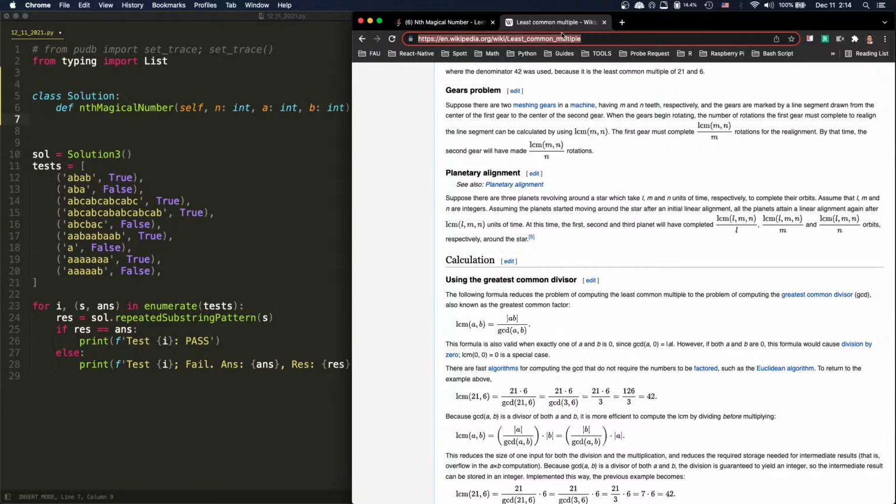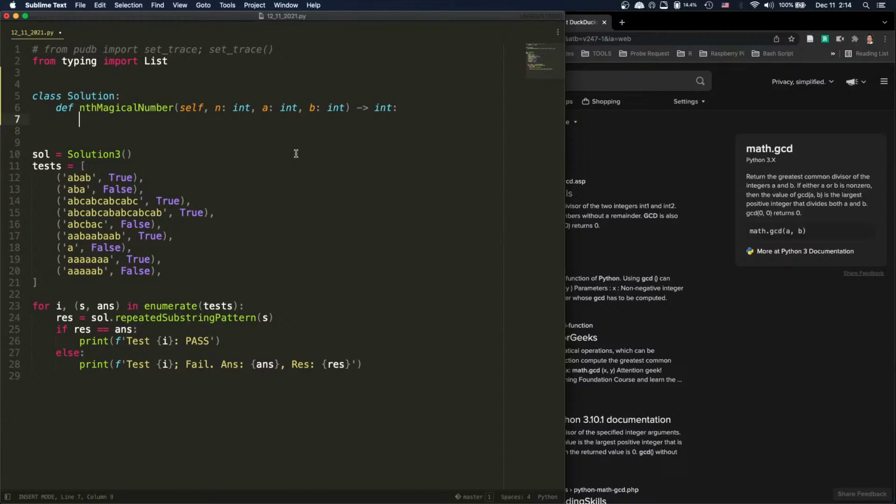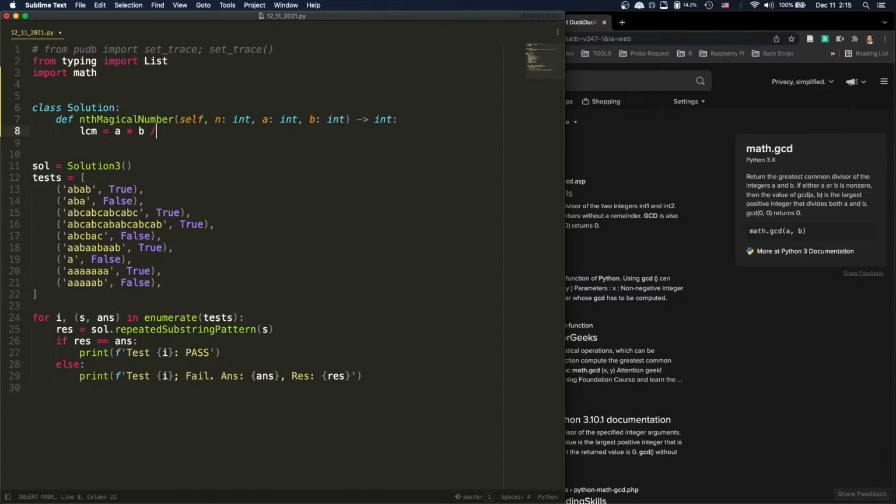I think so. If not, we have to write it ourselves. Math.gcd, yeah, it does. Alright, so we import math. And we say LCM equals A times B divided by GCD(A, B), right? Math.gcd. Okay, so now we have that.